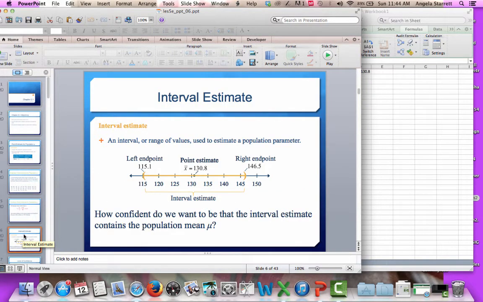So what is an interval estimate? An interval, or a range of values, is going to be used to estimate our population parameter based on how confident we want to be. The more confident we are, the wider that interval needs to be. The less confident we are, the more narrow we can make it.